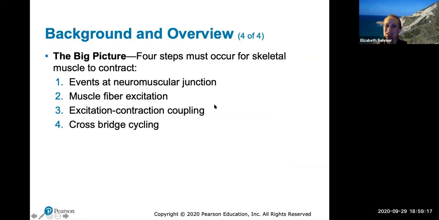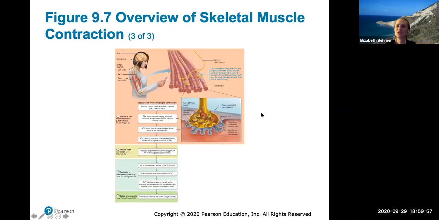I like this slide because it tells you the big picture of what happens. These are four steps that must occur for a skeletal muscle to contract. Everything I just talked about: acetylcholine must be released at the neuromuscular junction. The muscle fiber itself must be excited, so acetylcholine binds to receptors and causes that depolarization or excitation of the muscle fiber. Then excitation-contraction coupling, which means the electrical signal turns into a contraction. And then cross-bridge cycling occurs, meaning myosin heads bind to actin, slide the actin past, and then release. So that's the big picture of how skeletal muscles contract.